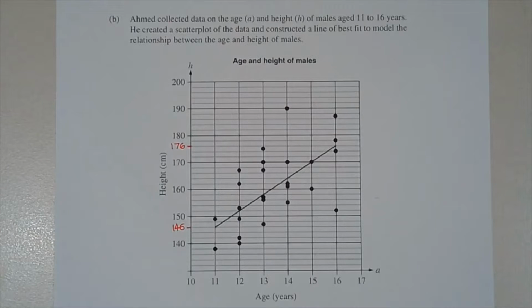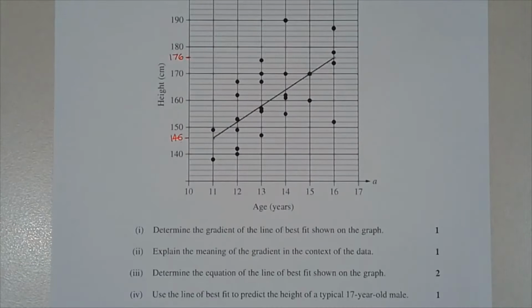Question 28B. Ahmed collected data on the age A and height H of males aged 11 to 16 years. He created a scatter plot of the data and constructed a line of best fit to model the relationship between the age and height of males. Part 1. Determine the gradient of the line of best fit shown on the graph.